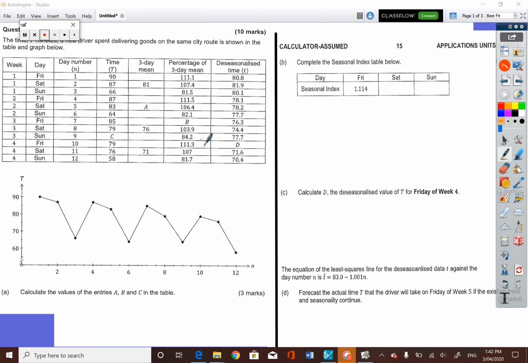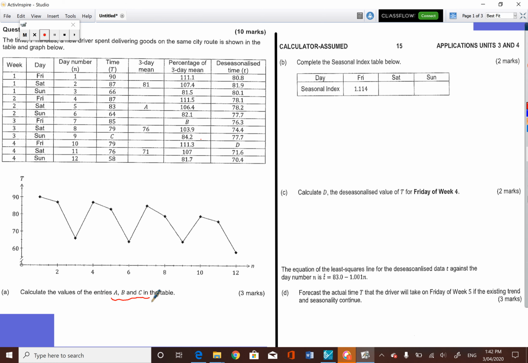Here we go. So this question is looking at 3-point data, meaning we have a 3-point moving average. So the first thing we need to do here, it says, is calculate the values of A, B and C. So I'm going to start with A.